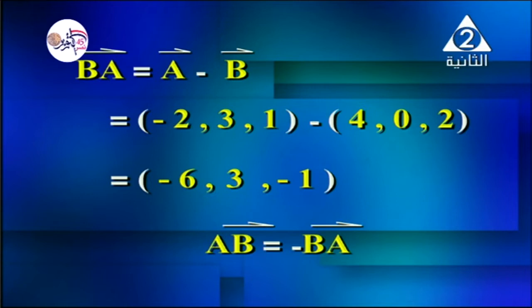We deduce that AB vector equals negative BA vector. Why? Because AB vector equals (6, negative 3, 1), but BA vector is (negative 6, 3, negative 1). Then we deduce that AB vector equals negative BA vector. Also, XY vector equals what? Negative YX vector. LM vector equals what? Negative ML vector, and so on.